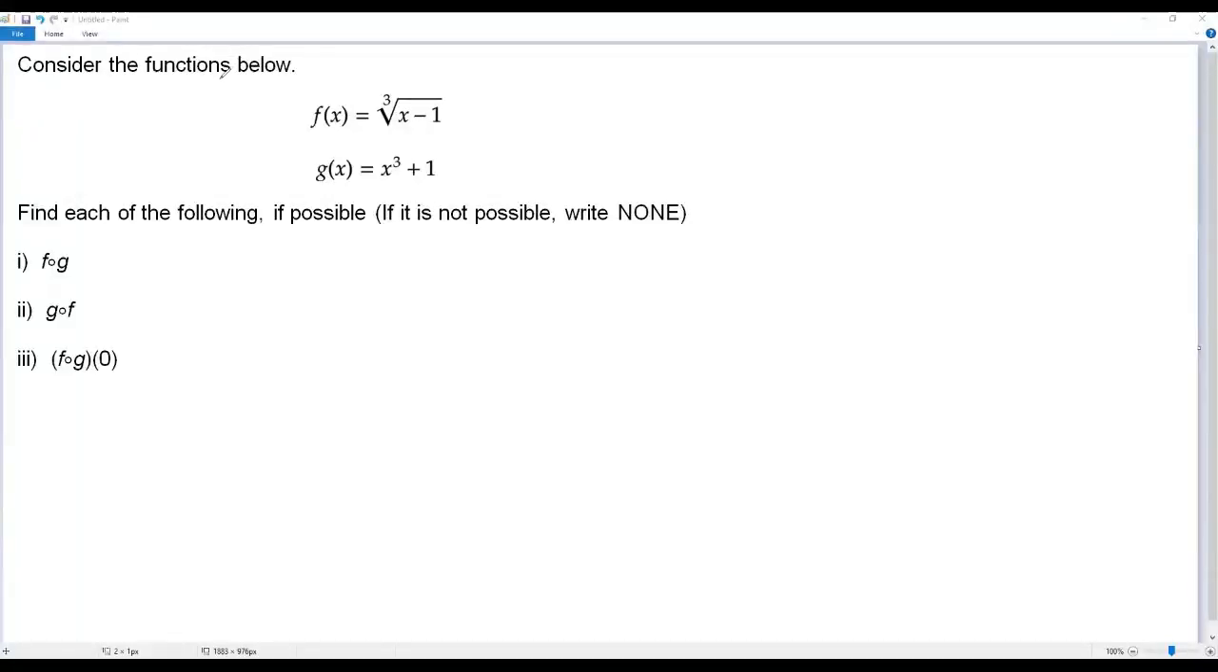Here we have a pre-calculus problem. Okay, let's go with the information. Consider the functions below. f of x equals the cube root of x minus 1. g of x equals x cubed plus 1. Find each of the following if possible. If it is not possible, write none.